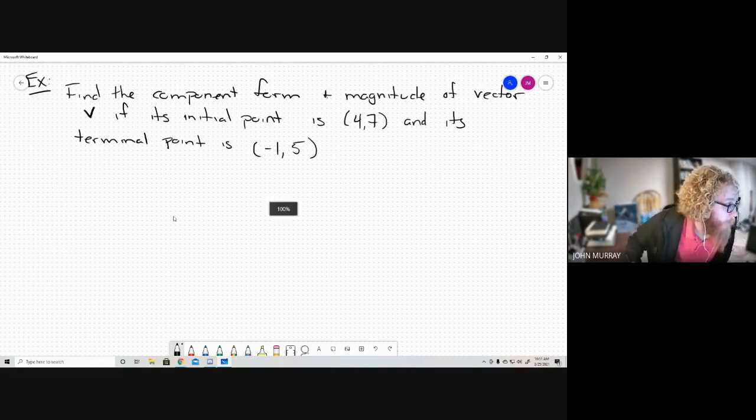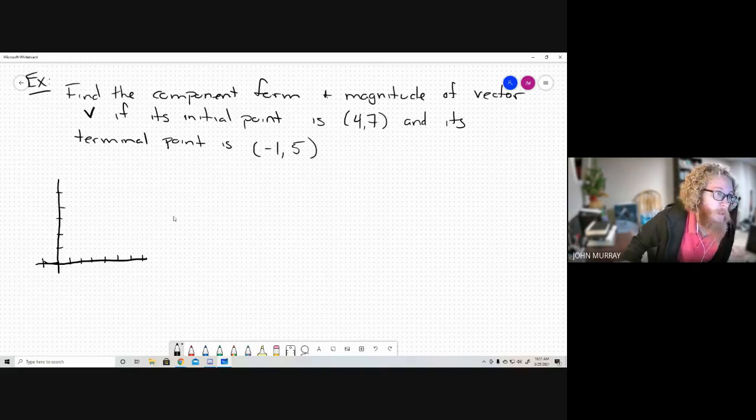Okay. So just to kind of give you a feel, I'll sketch it out. It'll be a crummy sketch, but you get the idea. So my initial point is at (4, 7). I've got to go up to 7: 1, 2, 3, 4, 5, 6, 7. So my initial point would be up here, and then (-1, 5) would be my terminal point. All right, so that's it in its original position.